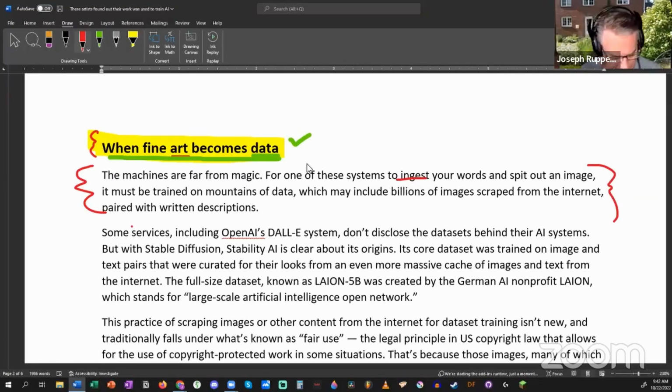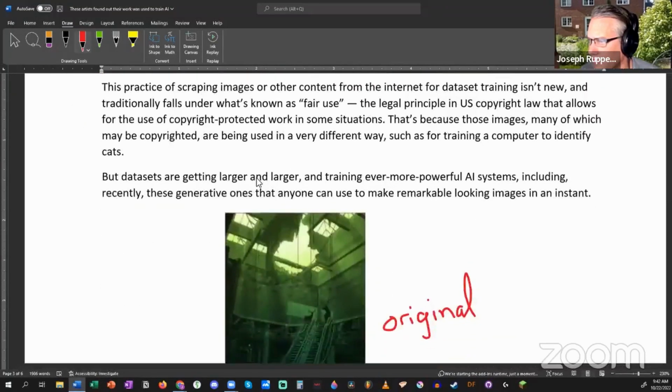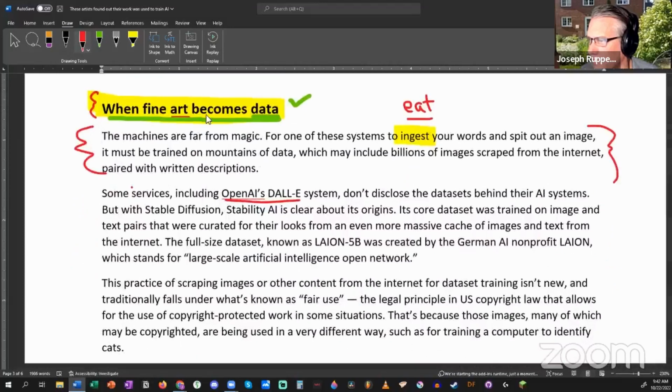Ingest. What is the meaning of ingest? Ingest is just a more formal way, or just another way to say eat. So these systems eat your words and then spit out an image. Images scraped from the internet, taken from the internet. All right, pretty basic. I don't really have any other questions in this paragraph. Oh, interesting. I've heard of that one. Scraping images.